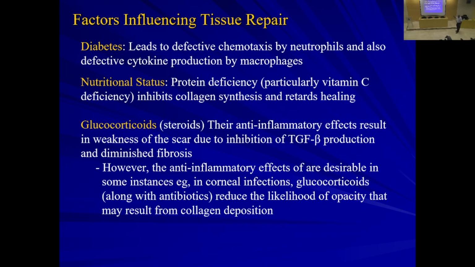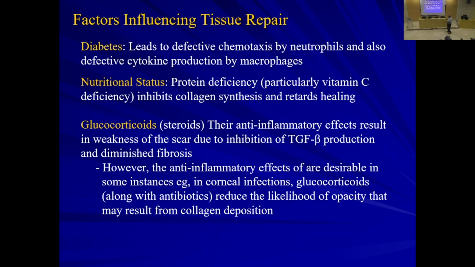I took only a couple of factors that I would just expand a little bit. Diabetes is one of the factors that interfere with healing. It leads to defective chemotaxis. It slows the leakage of the monocytes outside the vascular system, leukocytes in general. It can also lead to less production of cytokines. That is the diabetes. Nutritional deficiencies, because you need vitamins and so on, and protein for the collagen of the matrix.